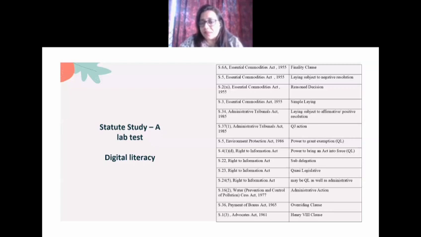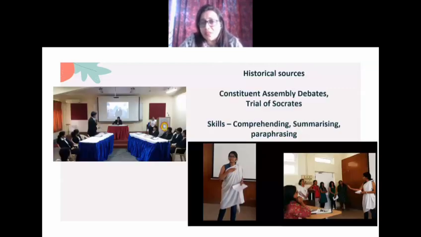So that is a method which I'm sharing with you. And further, going for historical sources, like the trial of Socrates in Athens or the Constituent Assembly debates itself, we can make the students go back to those historical sources, not just to read, but to understand, to comprehend, because comprehending, summarizing, and paraphrasing is very important for research writing.